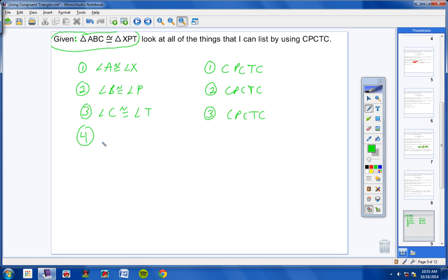Okay? You could also state that AB, your first two letters, would be congruent to your first two letters over here, XP. Of course, the reason would be CPCTC. And again, you can work with me or you can work ahead. It's up to you. I'm going to take my next two letters. BC would be congruent to PT.